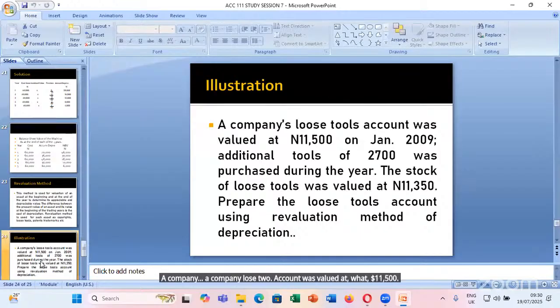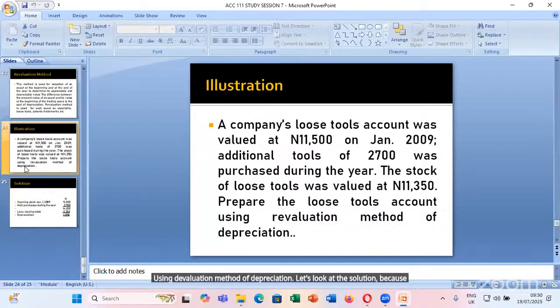11,500 on January 2009. Additional tools of 2007 was purchased during the year. The stock of loose tool was valued at 11,350. Prepare the loose tool account using the valuation method of depreciation. Let's look at the solution because our time is fast spent.